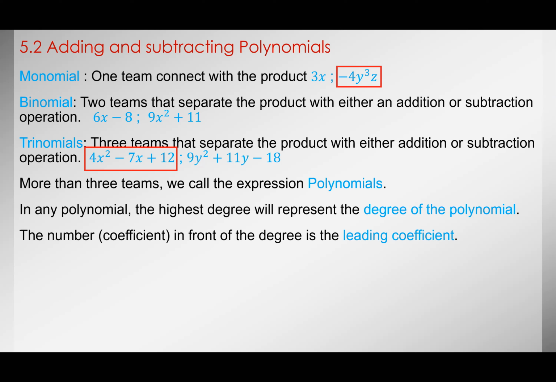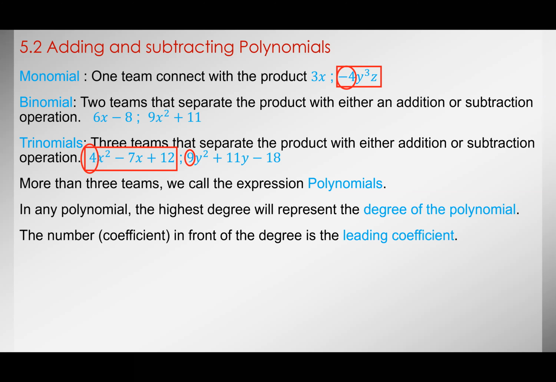And the number in front of the highest degree is not the highest number. The number in front of the highest degree will be your leading coefficient. So for instance, in this item right here, the number 4 will be my leading coefficient. In this case, number 9 will be my leading coefficient. This -4 will be my leading coefficient. Again, just the number in front of the highest degree will be your leader, right? Your leading coefficient.